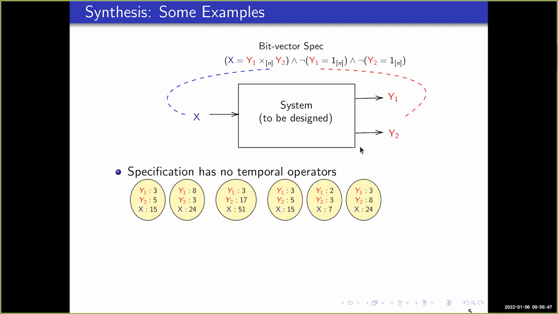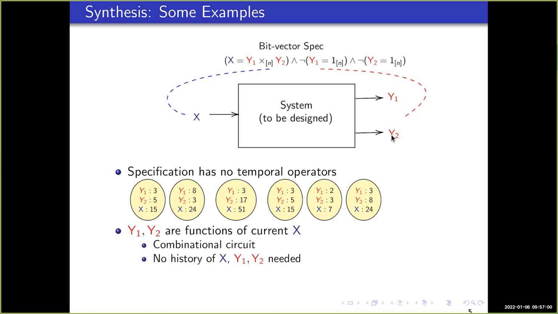But now what we can see is that if I look at this specification, since it is relating the present values of x to the present values of y1 and y2, with an absence of temporal operators, it is indeed possible to design y1 and y2 as functions of x, like a combinational circuit. If the present value of x is given, it generates the present values of y1 and y2. No history is needed because this specification is just relating the present value of x to the present values of y1 and y2. It doesn't care what had happened in the past.